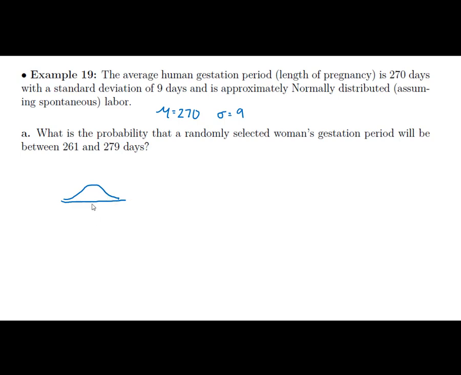Okay, so the obvious question is, where do 261 and 279 fall on here? Okay, so I've got these values. What's the probability of that? So I want to calculate my z-score for 261.